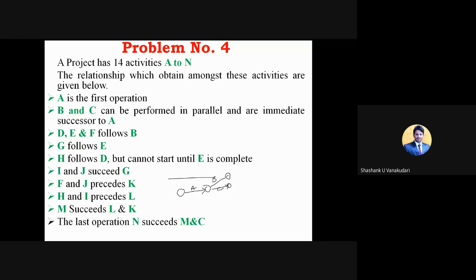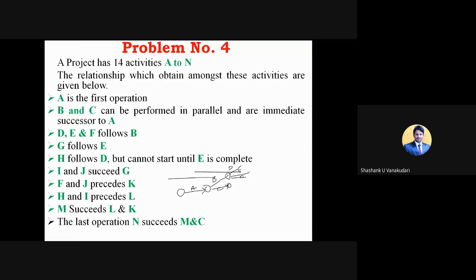The third condition is D, E, F follow B. Means for activity B, D, E, F are the successor activities, or for D, E, F, B is the predecessor. So like that I can provide D, E, F: this is D, this is E, and this is F. You need to do the same with all of these, satisfying all the conditions, so that you learn how exactly the network diagram gets formed by adjusting the nodes and providing the dummy activity.